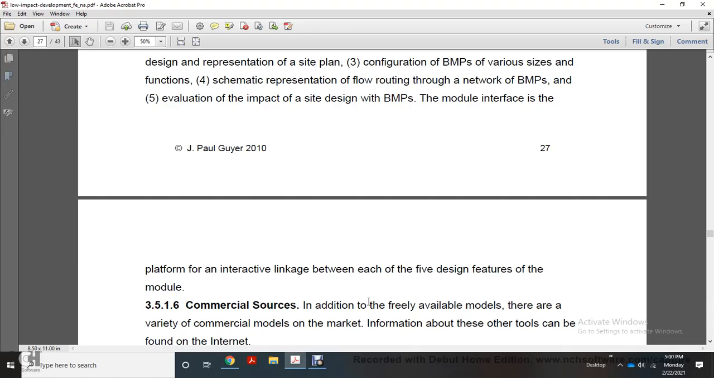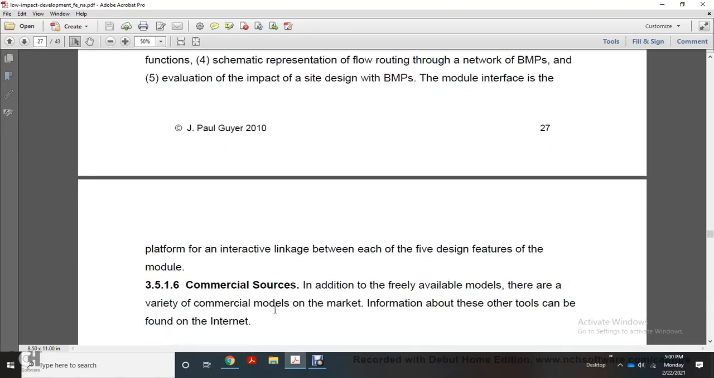Commercial sources. In addition to the freely available modules, there are a variety of commercial models on the market. Information about these other tools can be found on the internet.